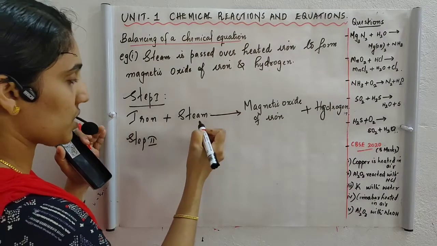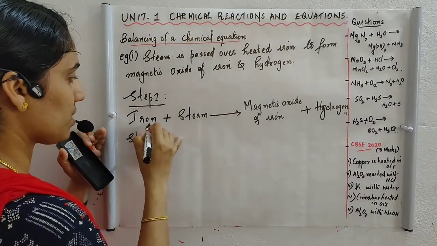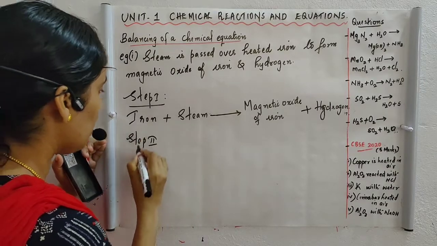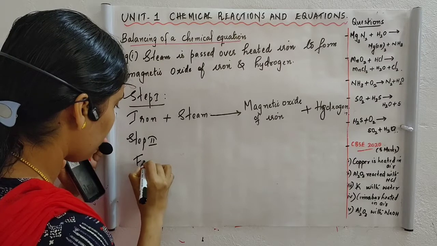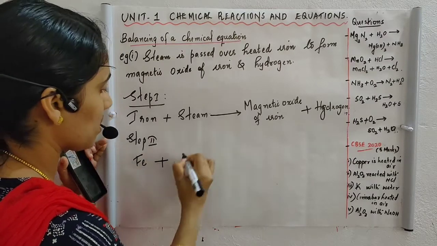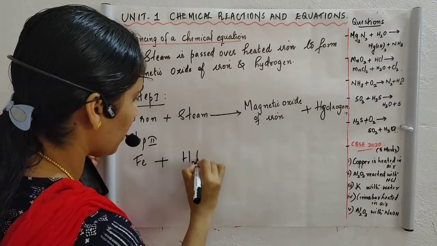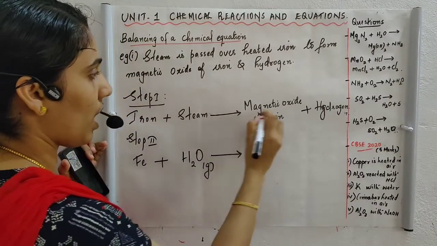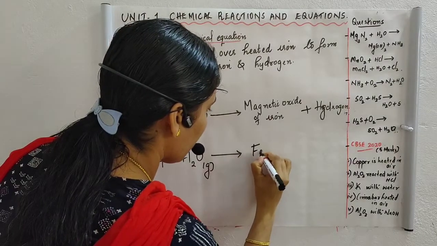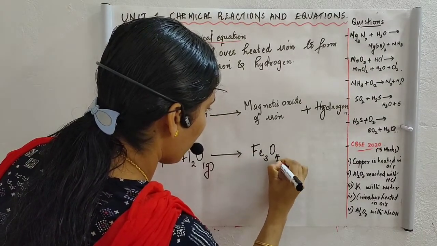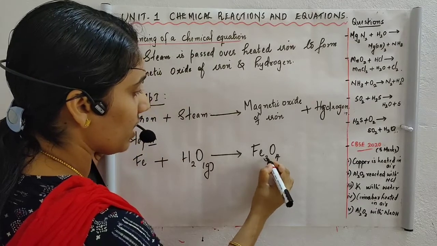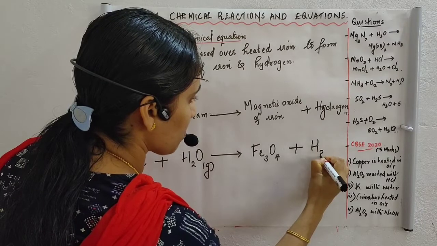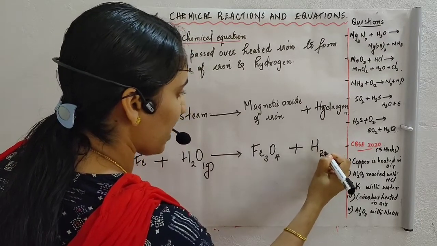For the chemical equation, we have to use the symbols of elements and compound formulae and represent the same reaction. So iron, the symbol is Fe, plus steam, that means H2O in gaseous state, to form magnetic oxide of iron having the formula Fe3O4. It's also known as magnetite. Fe3O4 plus hydrogen.